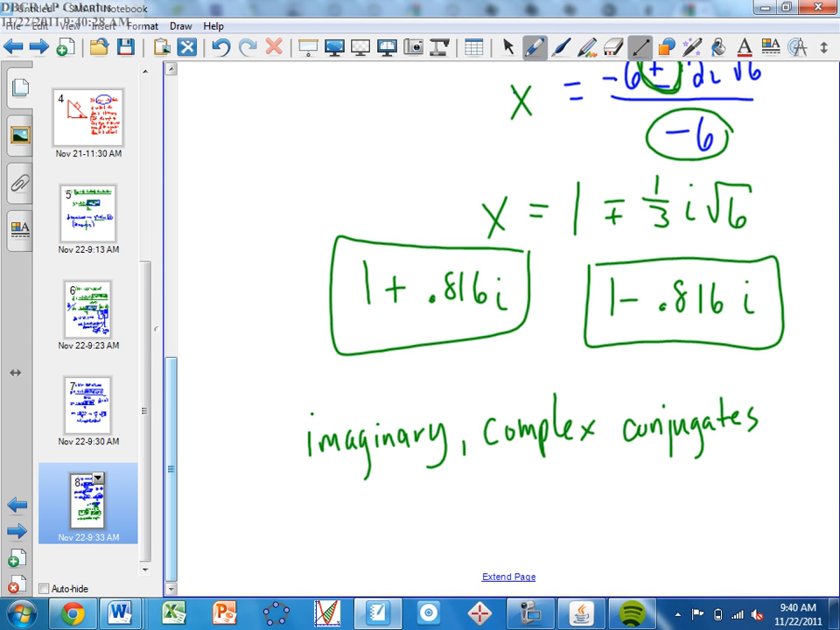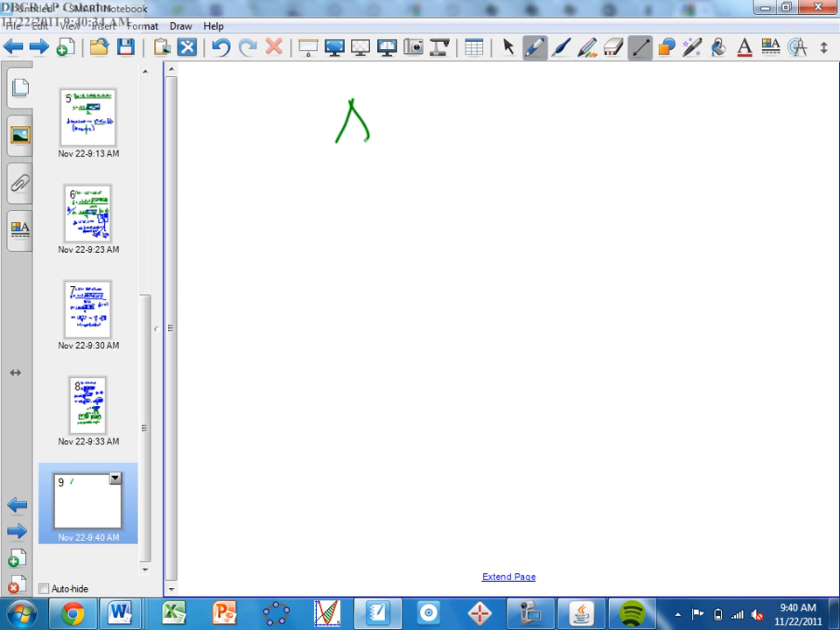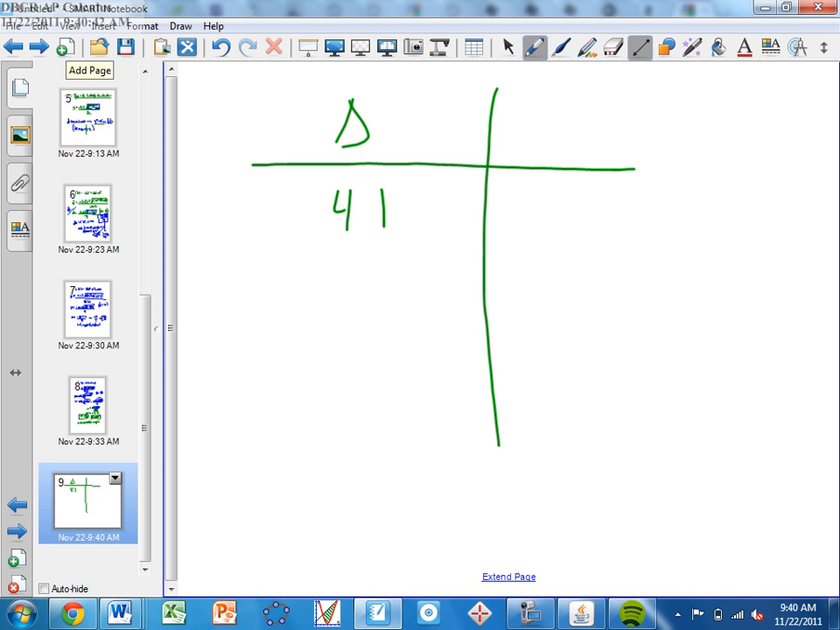Okay, and I'm going to summarize the numbers that we looked at, and I'm going to have you guys make the conclusions. So, when the discriminant was 41 in the first case, in the second case, the discriminant was 0, and in the third case, it was negative 24. In the first case, the discriminant was positive. Do we see that? Okay. So what can we say about this? What kind of conclusion can I make?